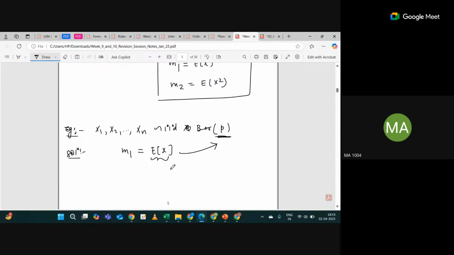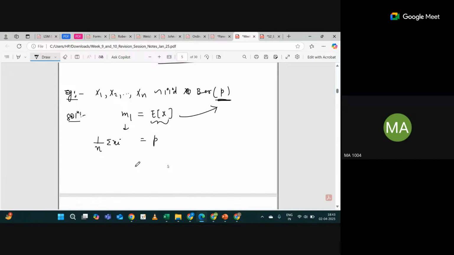Bernoulli distribution. What is the expected value of the Bernoulli distribution? p only, right? And what is m1? 1 upon n summation of xi. So you can see directly we got the value of p. Here p hat means we have found the estimated value, 1 upon n summation of xi.